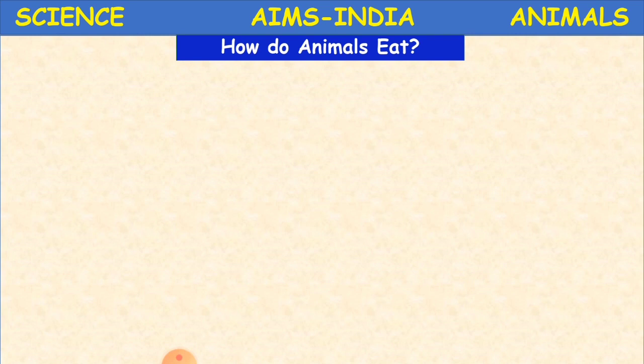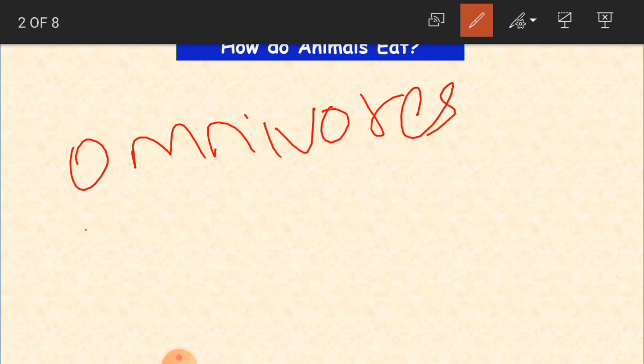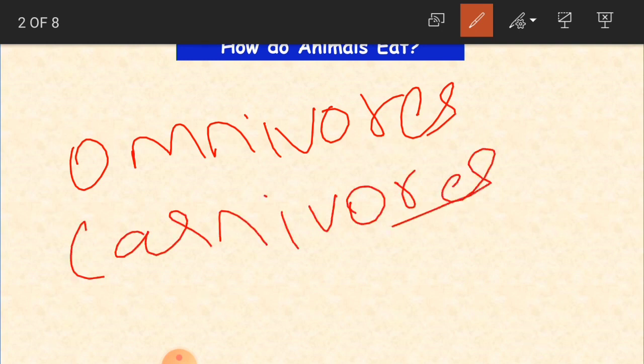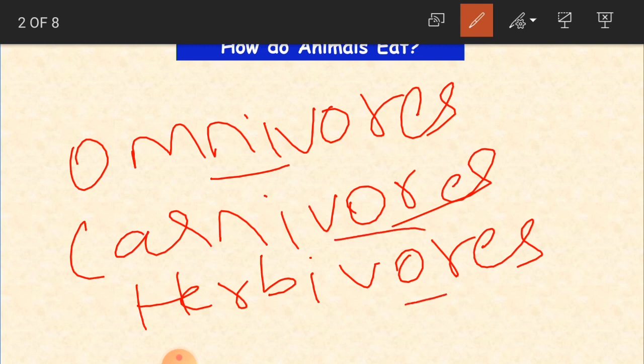So children, before that, let us revise how many types of animals we have. We learnt that we have omnivores, carnivores, and the other one, what is it, children? It is herbivores. So depending on their eating habits, the animals are divided into 3 categories: omnivores, carnivores and herbivores.